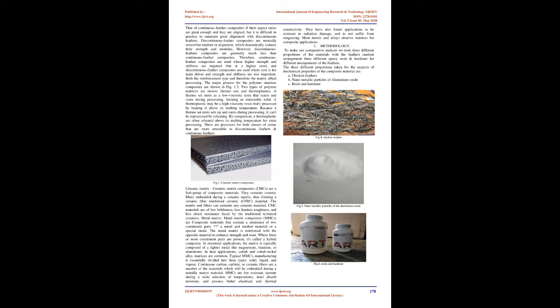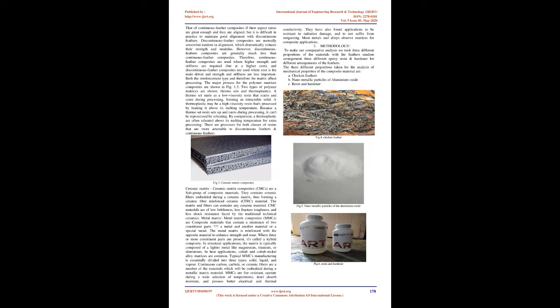Therefore, continuous feather composites are used where higher strength and stiffness are required, but at a higher cost, and discontinuous feather composites are used where cost is the main driver and strength and stiffness are less important. Both the reinforcement type and the matrix affect processing. The major processes for polymer matrix composites are shown in Fig 1.3. Two types of polymer matrices are shown, thermosets and thermoplastics.